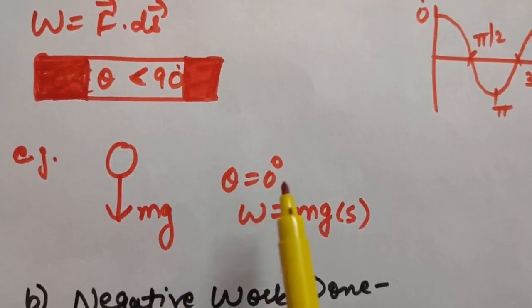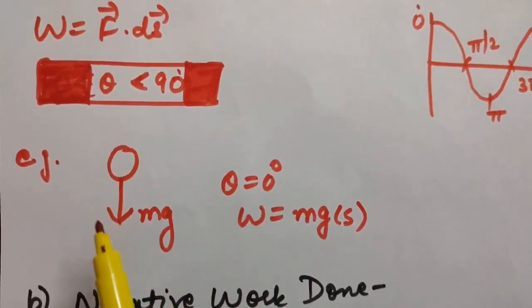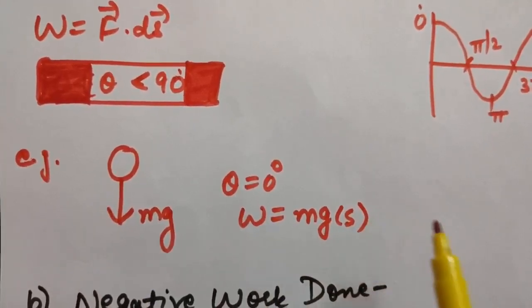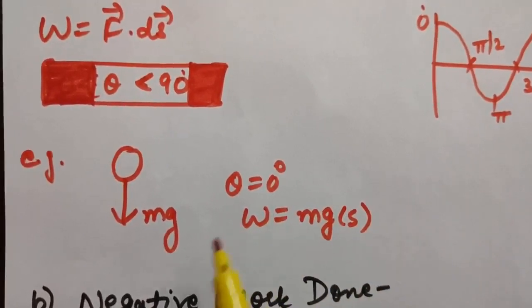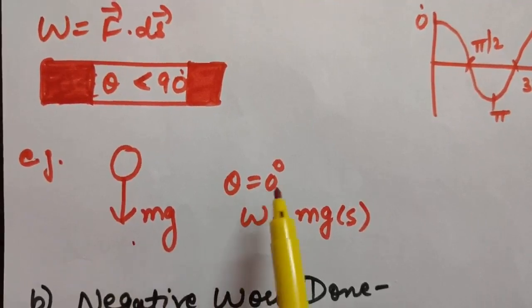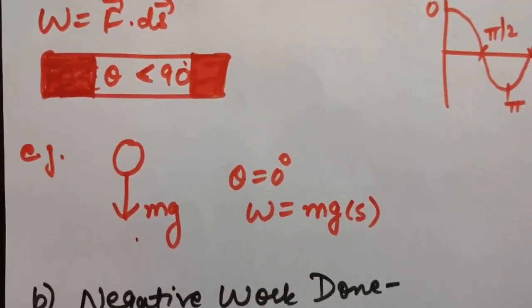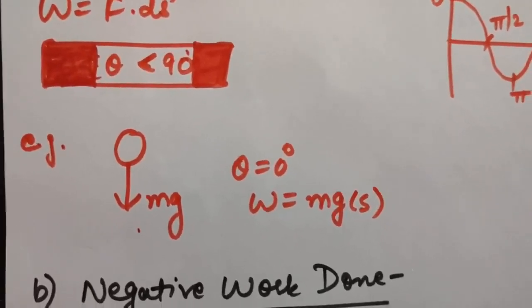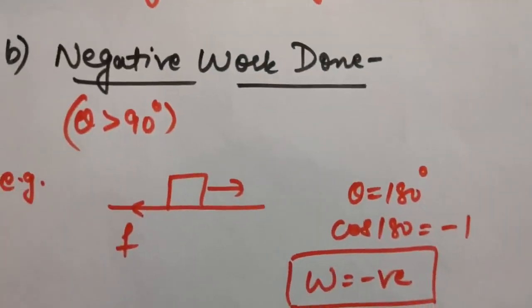So if theta is 0 and if the body has displaced through a distance s at any instant of time, then work done will be mgs cos 0, and cos 0 is 1, so work done will be mgs. That means here work done is positive and as you can see the angle is less than 90 degrees. Okay, so this is just an example. You can take any example where theta is less than 90 degrees, you will get the work done to be positive. Let us discuss now negative work done.